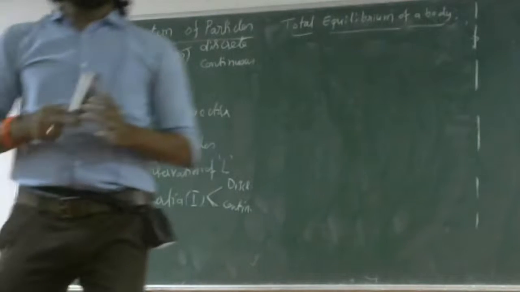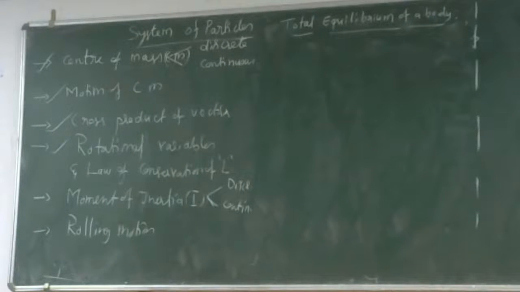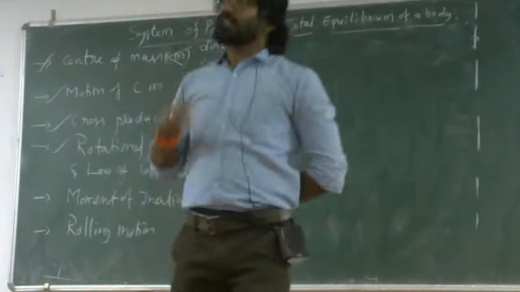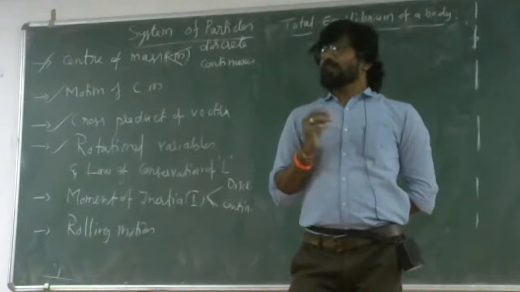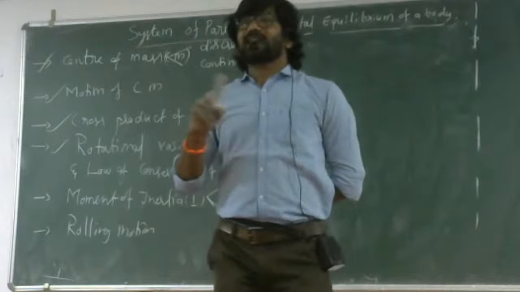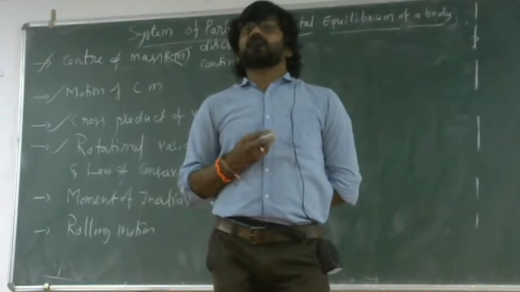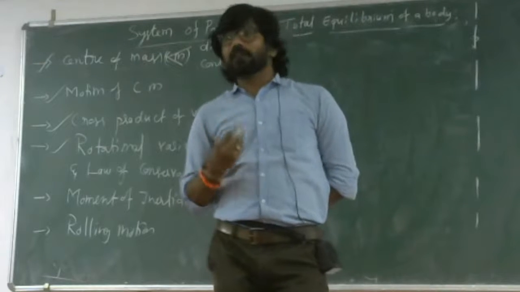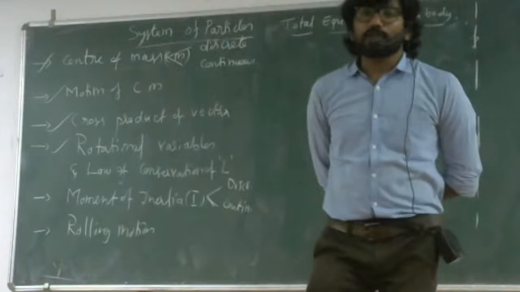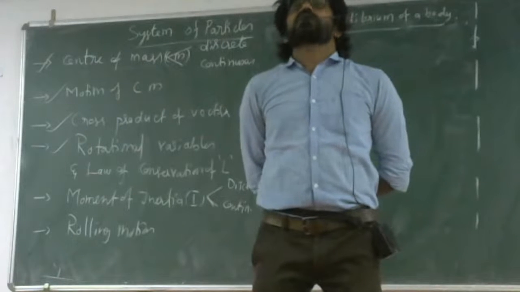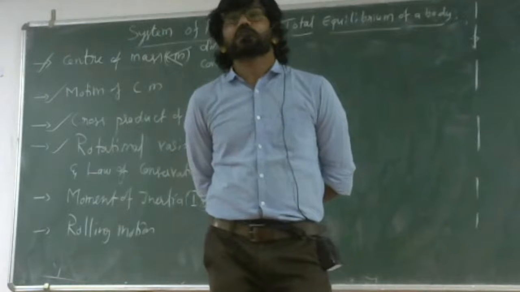Write down. When a body is in both translational equilibrium and rotational equilibrium, I am repeating, then it is said to be in total equilibrium.